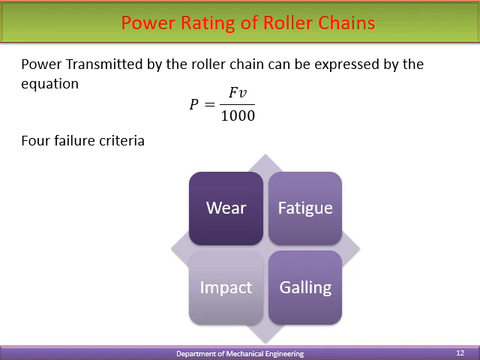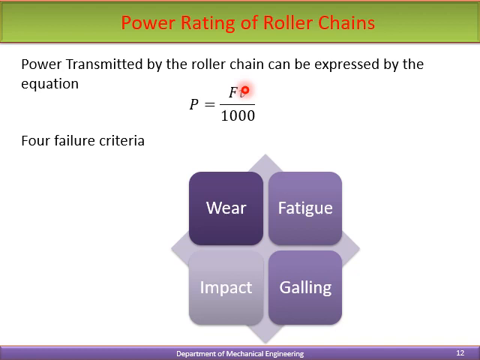The power transmitted by the roller chain can be expressed by this elementary equation, P is equal to F V by 1000, where F is the allowable tension in the chain in Newton, V is the average velocity of chain in meter per second. However, it is not easy to determine the allowable tension in the chain. It depends on a number of factors such as the type of chain, pitch of the chain link, number of teeth on the smaller sprocket, chain velocity, the type of power source and driven machinery, and system of lubrication.